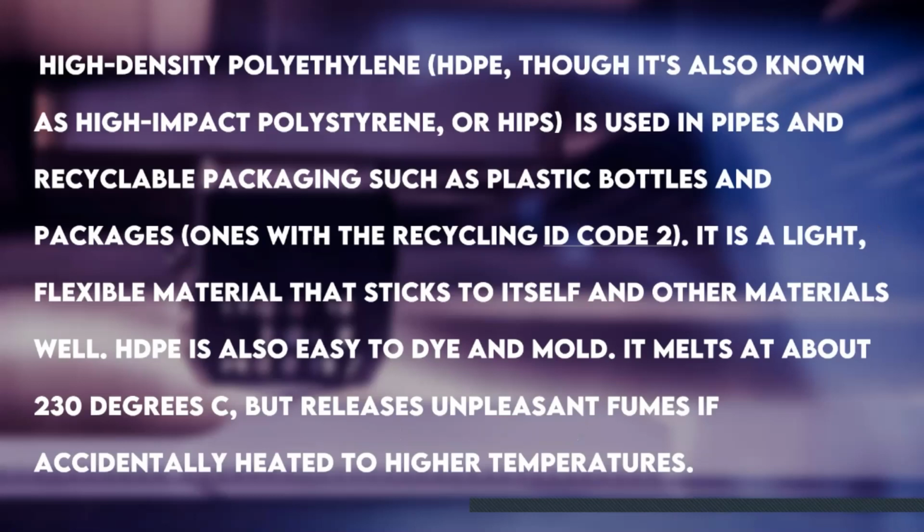Let's move on to the description. High density polythene, or HDPE, is also known as high impact polystyrene or HIPS. It is used in pipes and recyclable packaging such as plastic bottles and packages, one of the recycling codes. It is a lightweight, flexible material that sticks to itself and other materials as well. HDPE is easy to dye and mold. It melts at about 230 degrees Celsius, but releases unpleasant fumes.